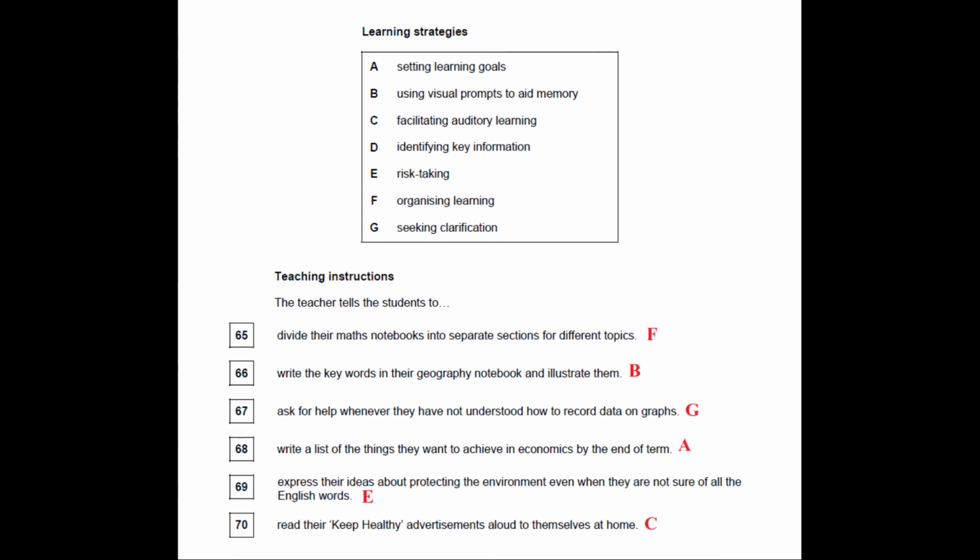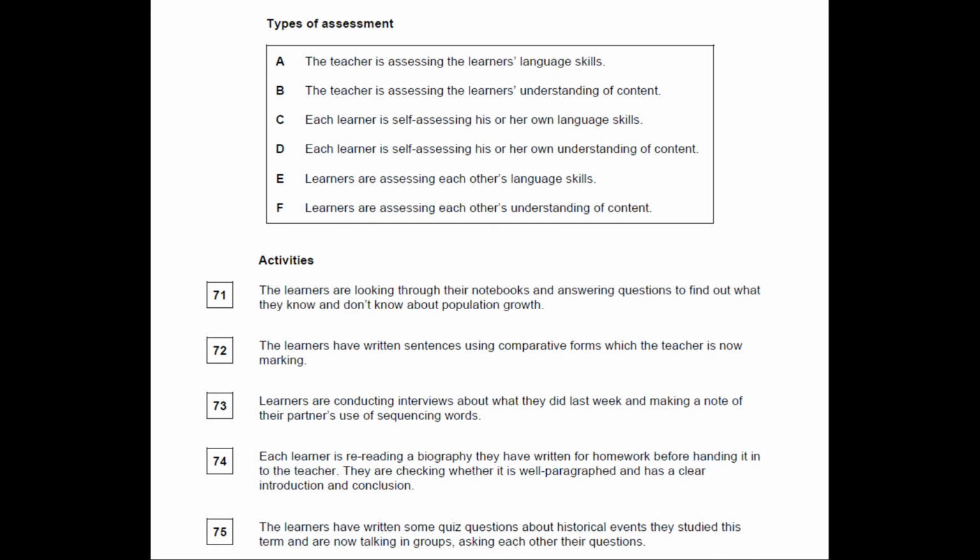In the next group of questions, we're going to look at different activities and match them to different types of assessment. One of the types of assessments is an extra. Let's look at number 71. The learners are looking through their notebooks and answering questions to find out what they know and don't know about population growth. This is each learner is self-assessing his or her own understanding of content.